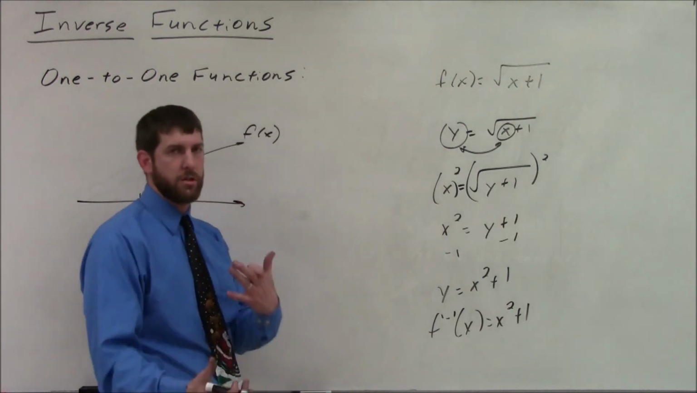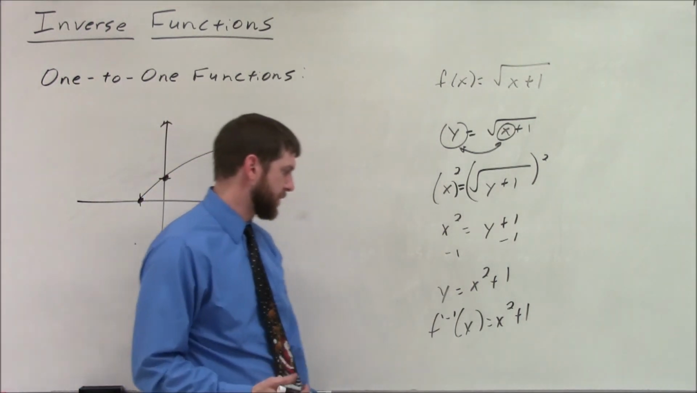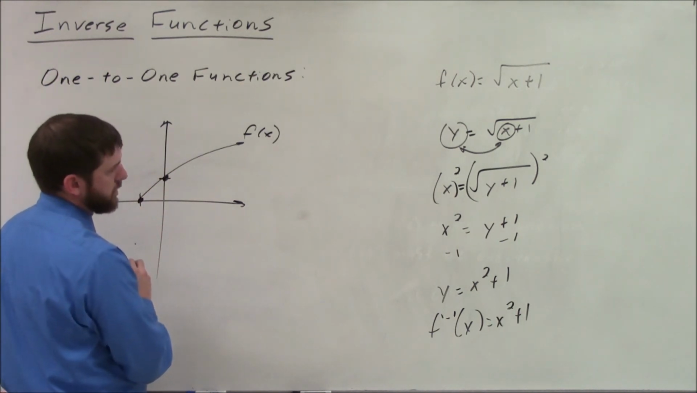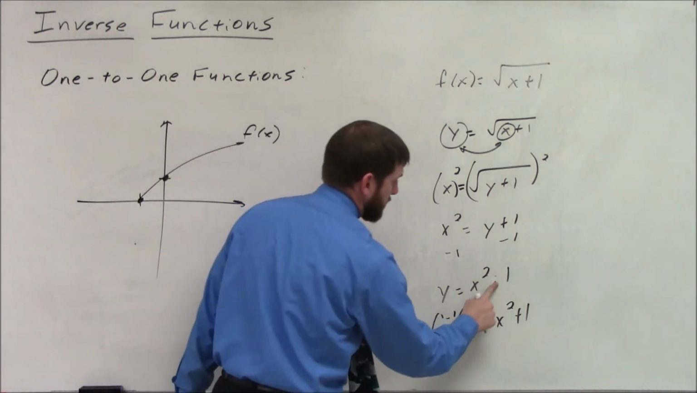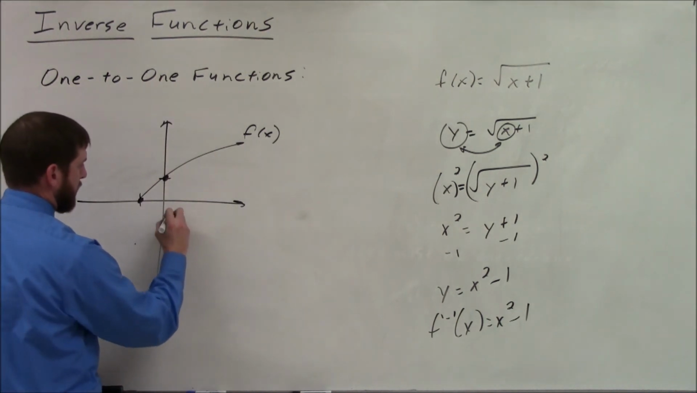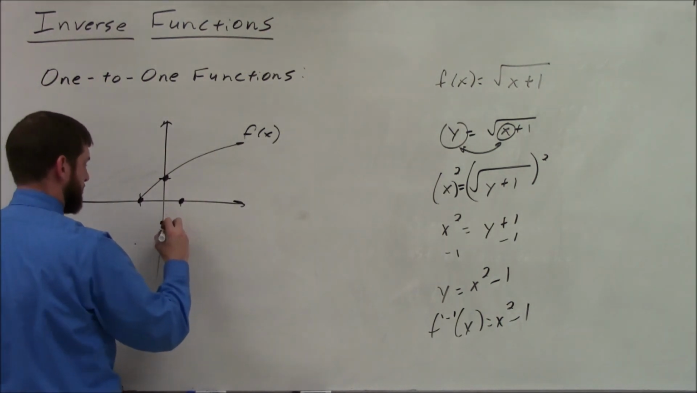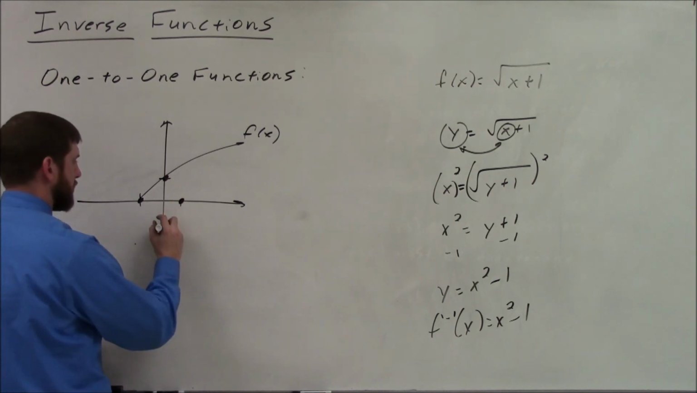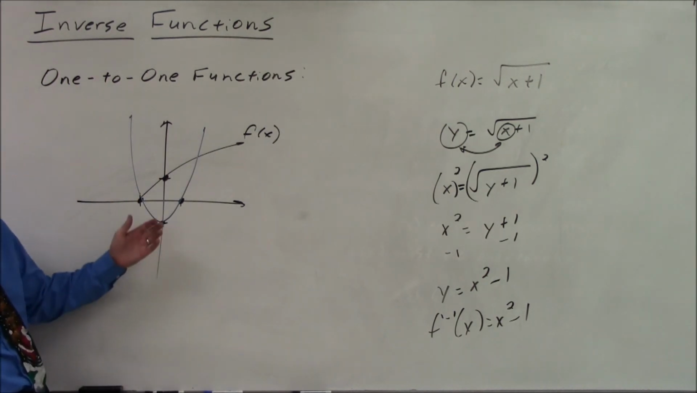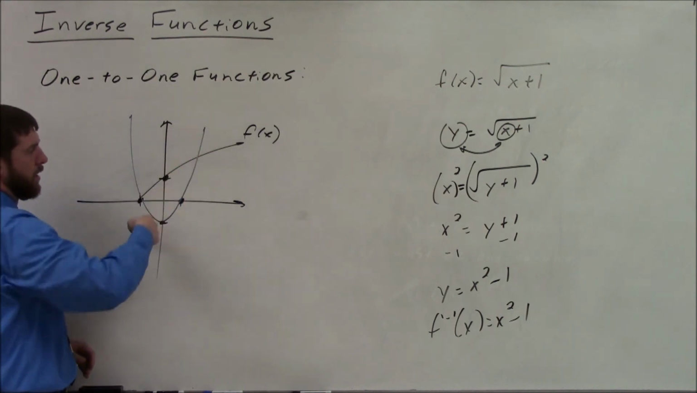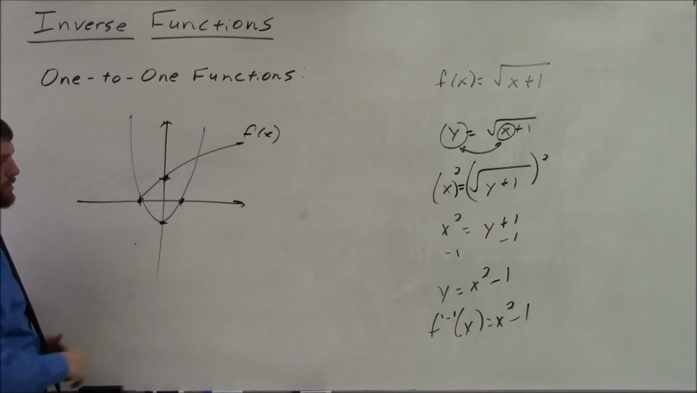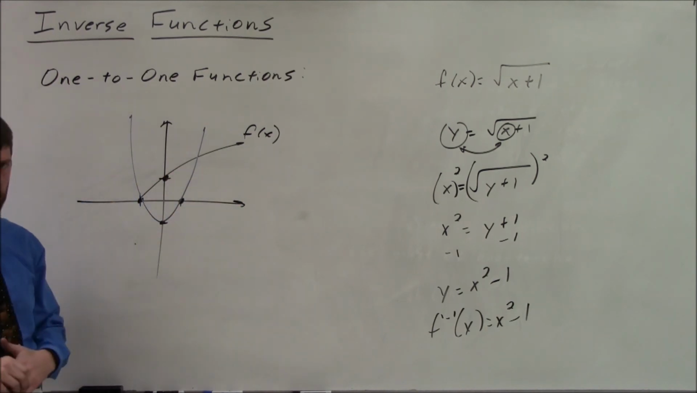Because remember, they're inverses of each other. Well, if I graphed that, x squared minus 1, I would shift down 1, and I would get this function right here. Let's do it in blue. This function right here, well, that's not a mirror reflection across my y equals x line. This portion of it is, the part to the right of the y-axis, but the part to the left is all this extra stuff.